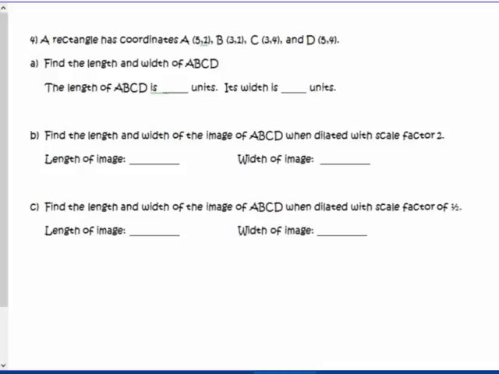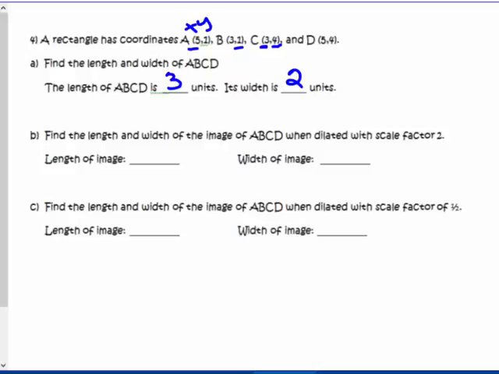What is the length? I'd have to look on graph paper. From 1 to 4, the length is 3. Okay, there we go. And its width from 5 to 3 is just 2, right? Just subtract your x's and your y's.